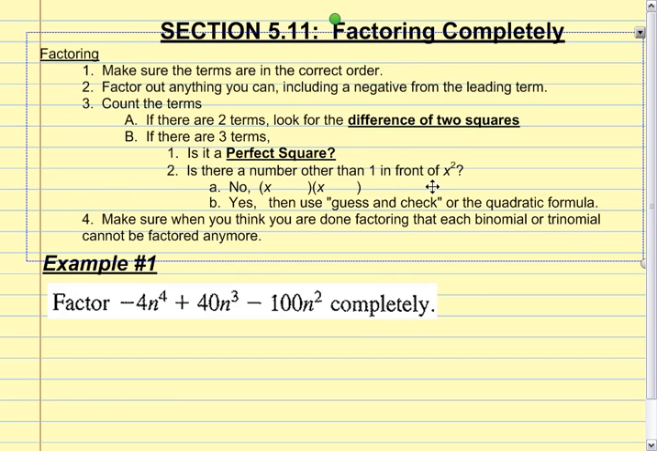Now, number 4 says, and this is the last thing, we definitely need to put this in our little repertoire: make sure when you think you are done factoring that each binomial or trinomial cannot be factored anymore.